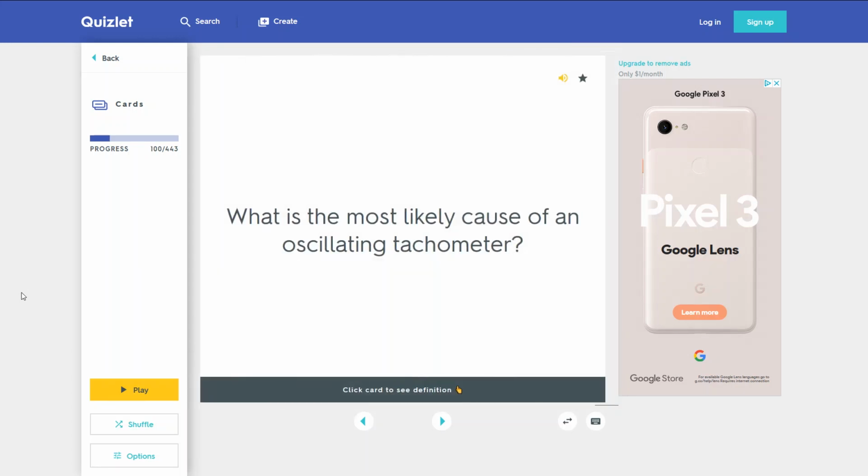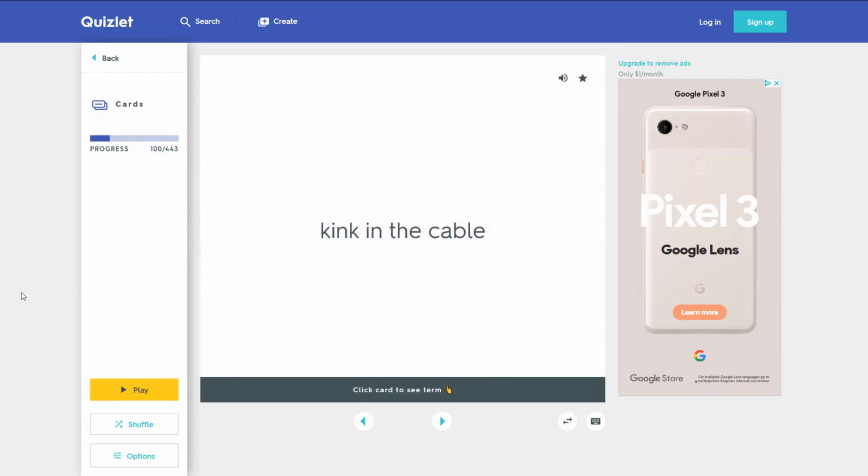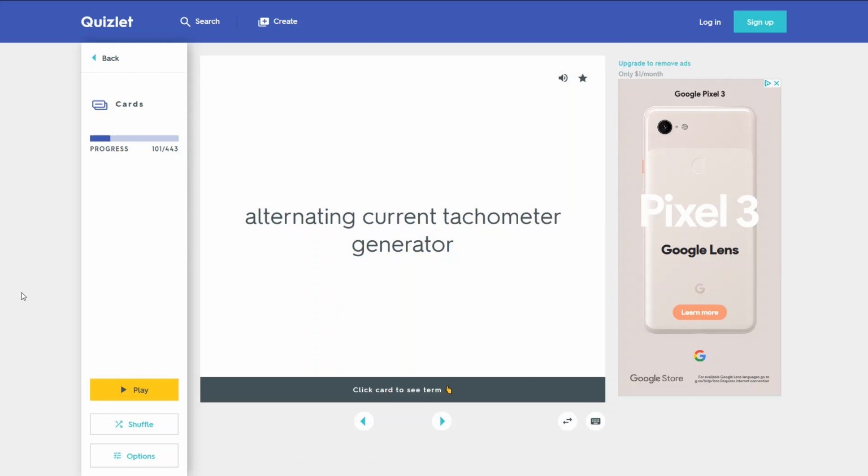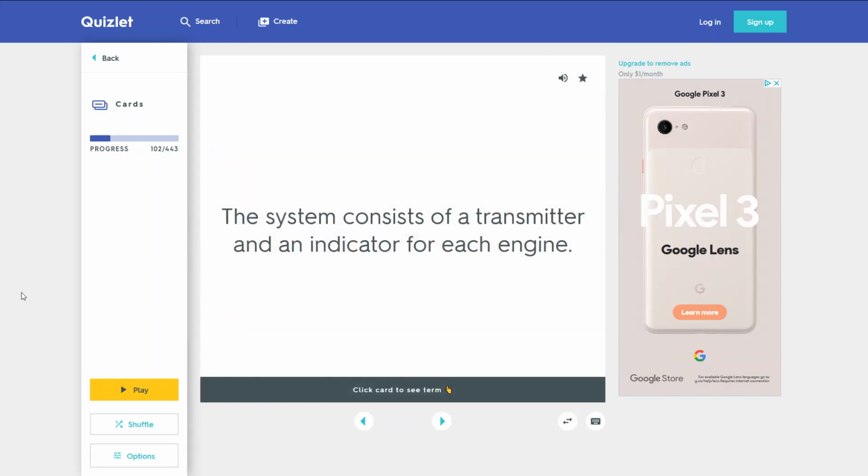What is the most likely cause of an oscillating tachometer? Kink in the cable. What type of tachometer is used in a multi-engine airplane? Alternating current tachometer generator. What are the units in an engine fuel flow system? The system consists of a transmitter and an indicator for each engine.